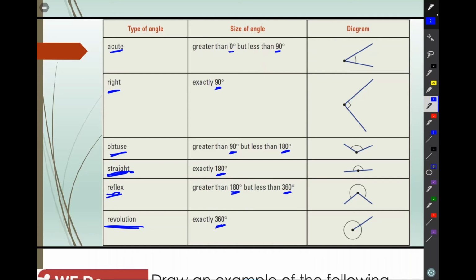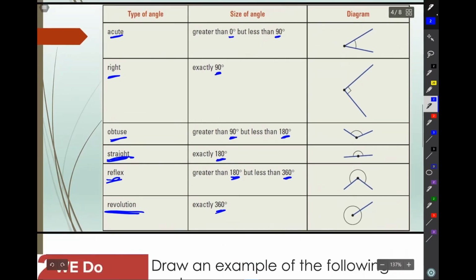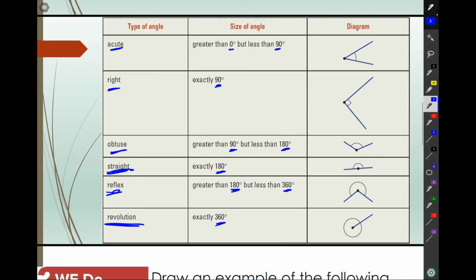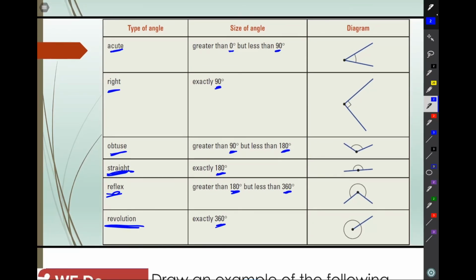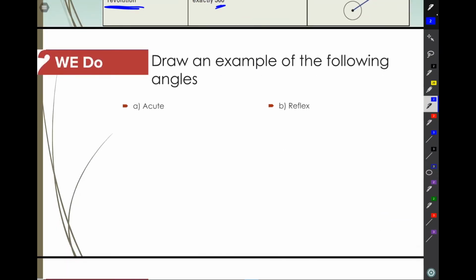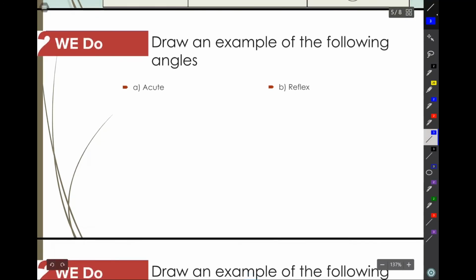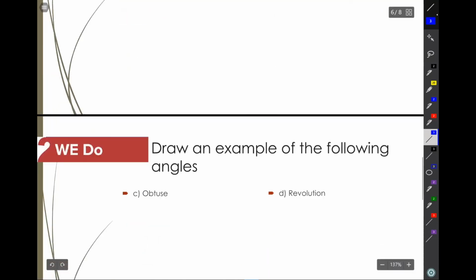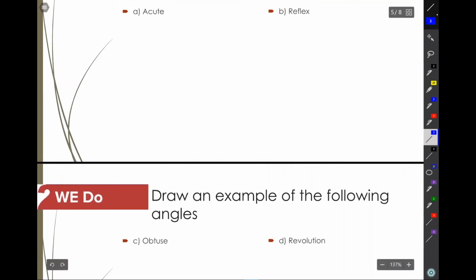So if I come down to the next slide here, instead of just copying down this table, in our example, we're going to draw some of these angles. If you like, you don't have to wait for me to draw them. You can just go ahead and draw all 4 of these angles in your books right now. An acute angle is an angle between 0 and 90. It should look something like this.